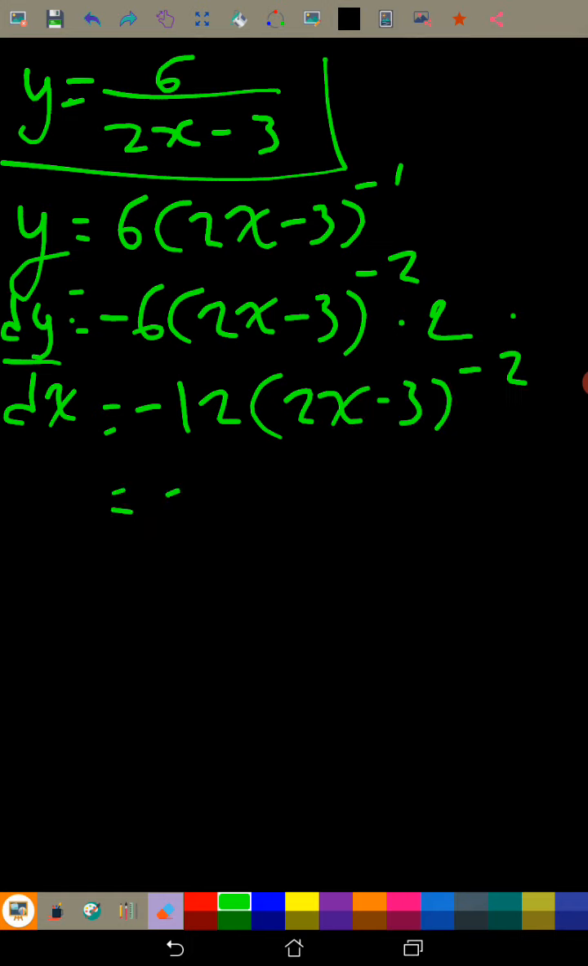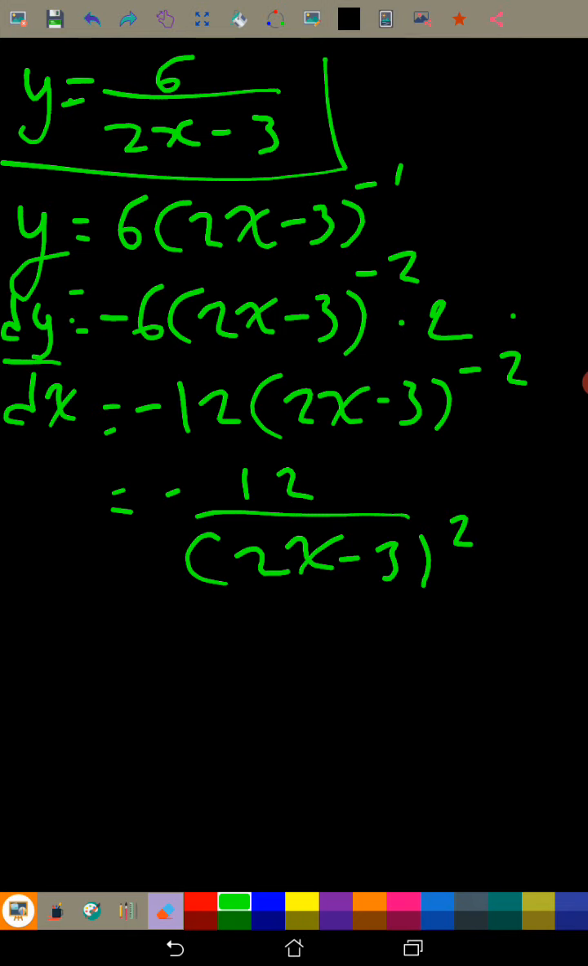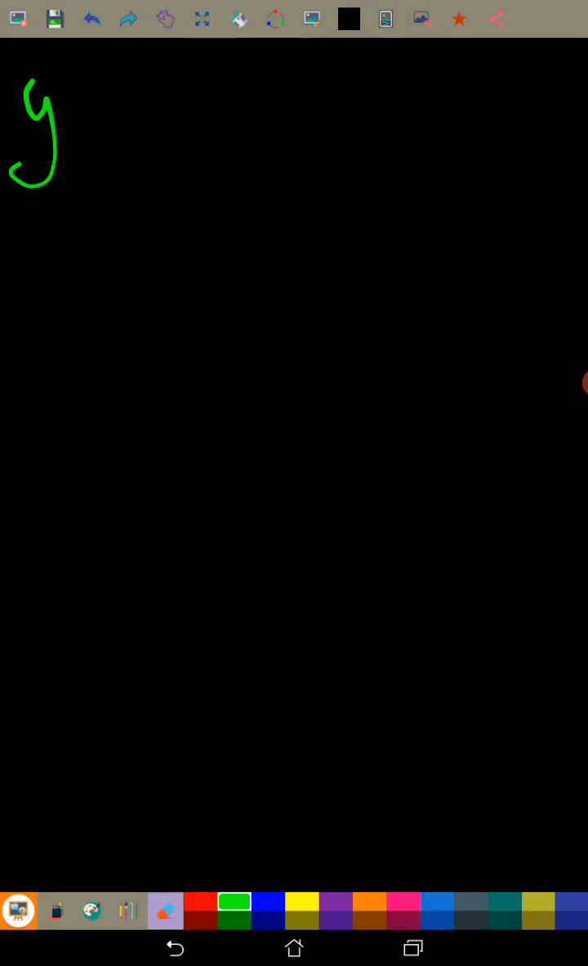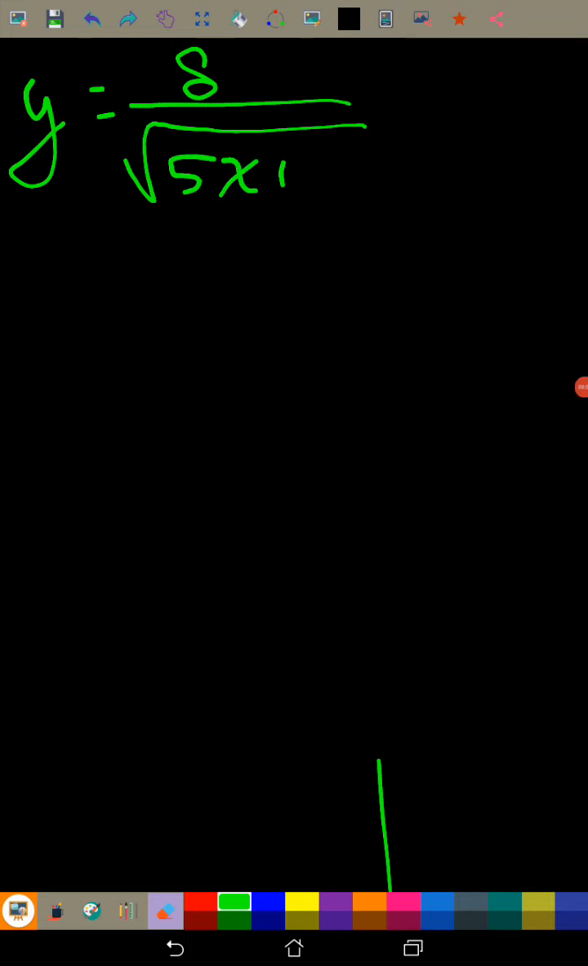We can even make it the final result can look like this. Let me check. Yes, the answer is correct, and we're going to do something else. 8 divided by root, I forgot, so 8 divided by 5x plus 1.